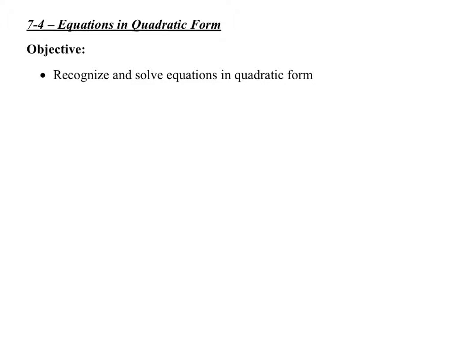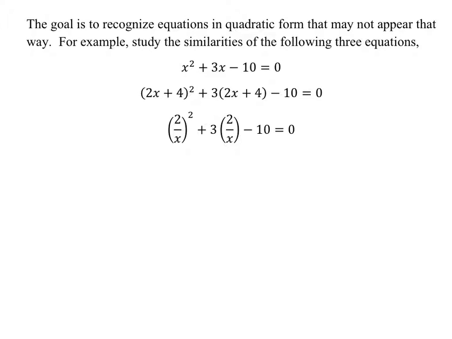So 7.4 is talking about equations in quadratic form that are not actually quadratic equations, but they look like they are. They really look like they are, and we can treat them like that. So let's go ahead and take a look at what I'm talking about. Please look at these three. Look at all three of them. Study the similarities. Why are they all very similar in nature? Explain, please.